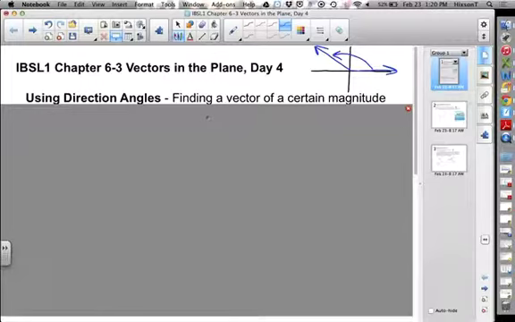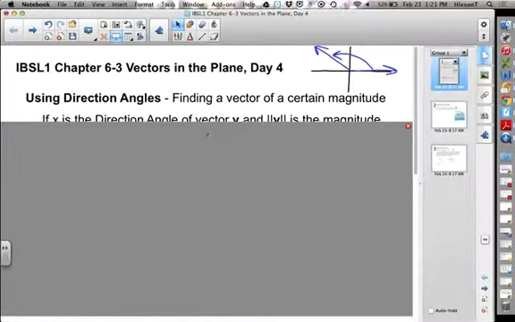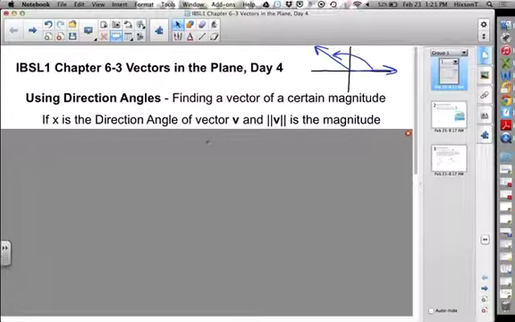Okay? But what we're trying to do here is find a vector that has a certain magnitude. So we're saying x is the direction angle of a vector, and that notation there is the notation for magnitude. We want to get a vector v that is at this angle x with this magnitude.